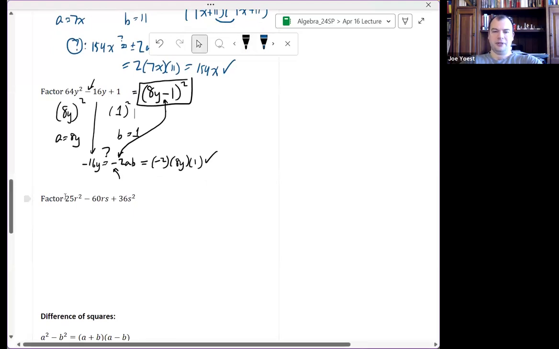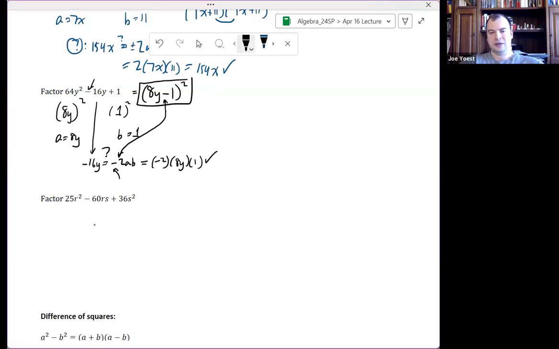And we could even have more complicated looking examples like this, where I have even 2 different variables in play here. But I still do notice that 25r squared is 5r all squared, and 36s squared is 6s all squared. So I could have, say, a equals 5r, b equals 6s. And then my question is, is negative 60rs equal to negative 2ab?